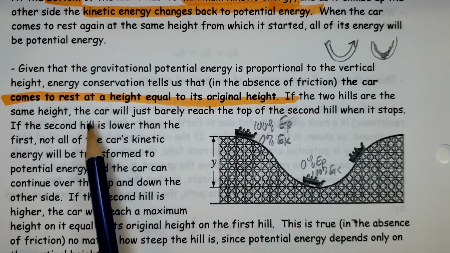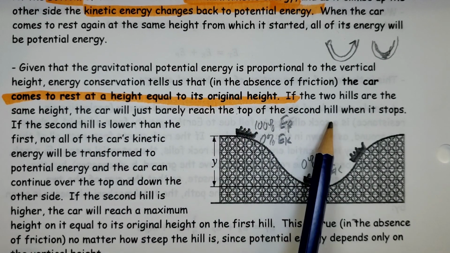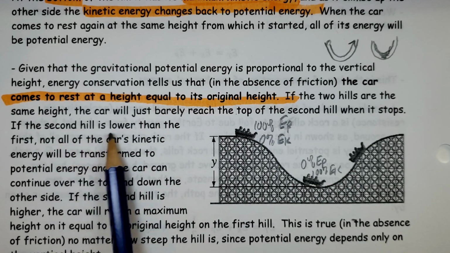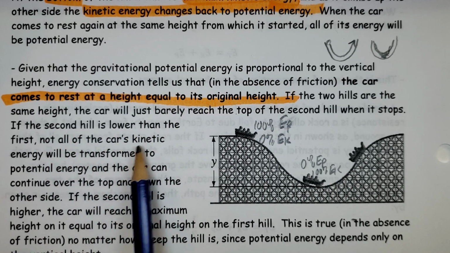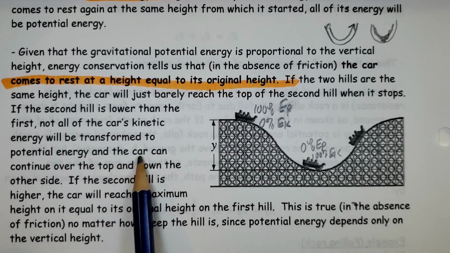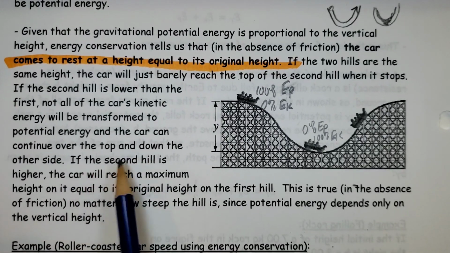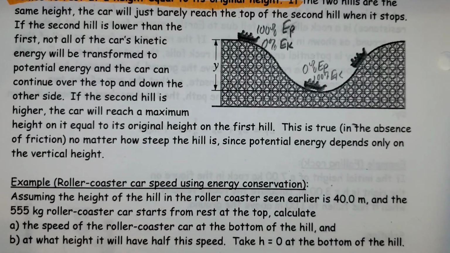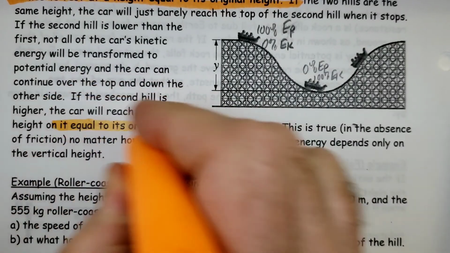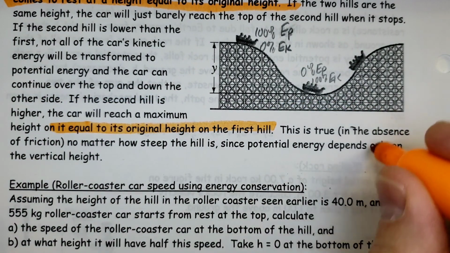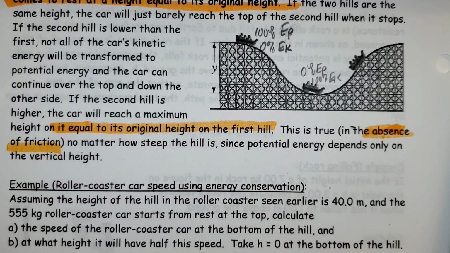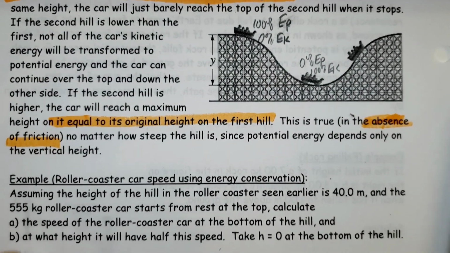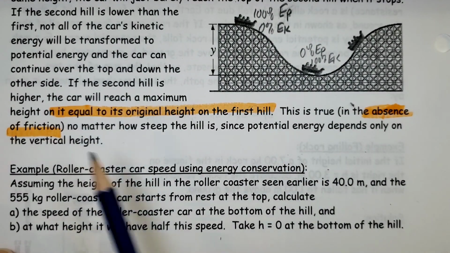Let's see here. If the two hills are the same height, the car will barely reach the top of the second hill when it stops. The second hill is lower. Not all of the car's kinetic energy will be transferred to potential energy, and the car can continue over the top on the other side. The second hill is higher. The car will reach a maximum height equal to its original height on the first hill, again, in the absence of friction. No matter how steep the hill is, since the potential energy depends only on the vertical height.